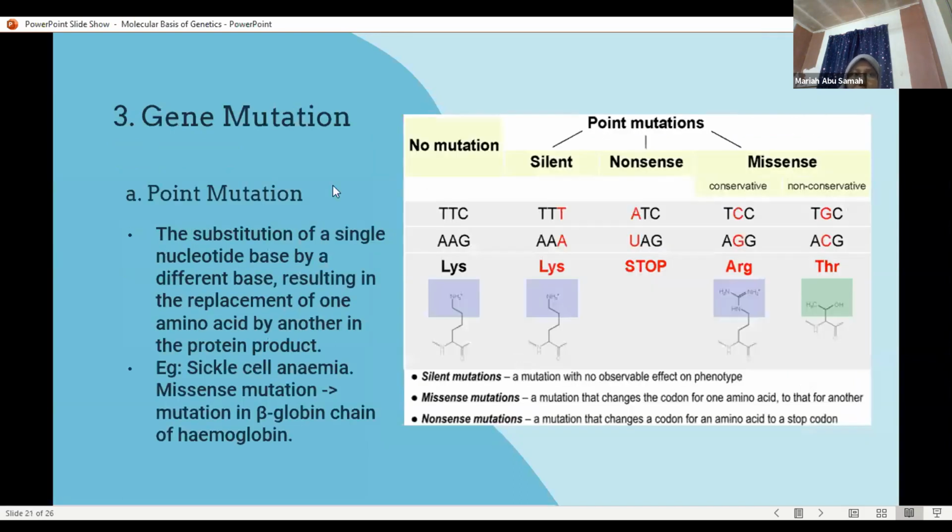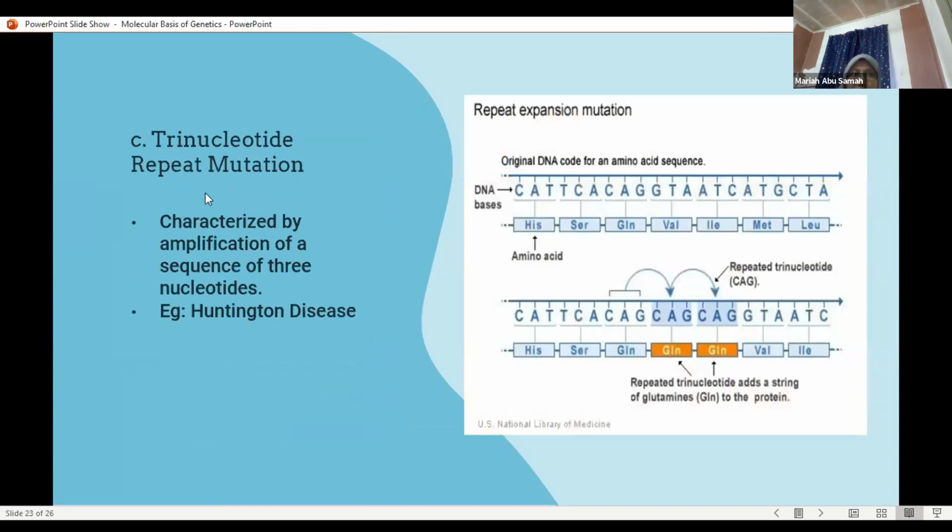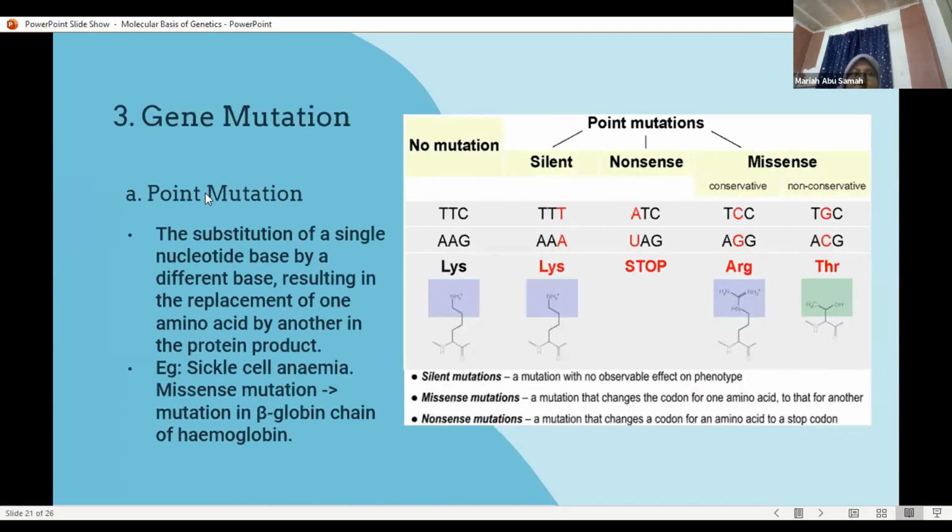The mutation is gene mutation. There are 3 types of gene mutation: point mutation, frameshift mutation, and also trinucleotide repeat mutation. Point mutation is the substitution of a single nucleotide base by a different base, resulting in the replacement of one amino acid by another in the protein product.